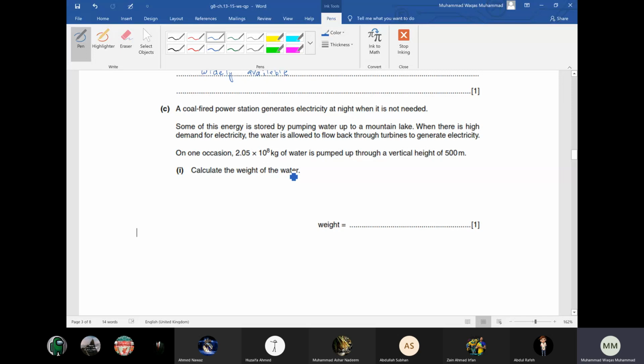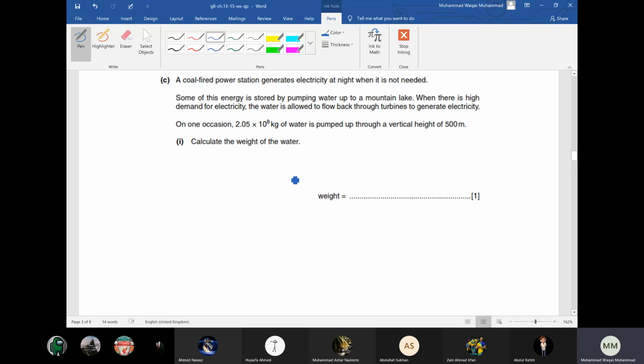Beta, a coal-fired power station generates electricity at night when it is not needed. Some of this energy is stored by pumping water up to a mountain lake. When there is a high demand for electricity, the water is allowed to flow back through turbines to generate electricity. On one occasion, 2.05 times 10 to the power 8 kilogram of water is pumped up through a vertical height of 500 meter. Calculate the weight of water.